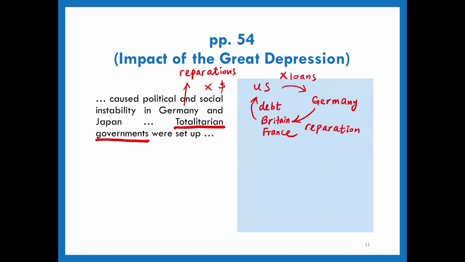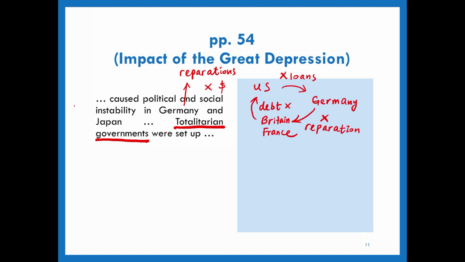However, as the United States suffered from the Great Depression, they stopped the loans provided to Germany. So Germany did not have reparation. And Britain and France failed to pay back the debt to the United States. And Germany suffered the most.